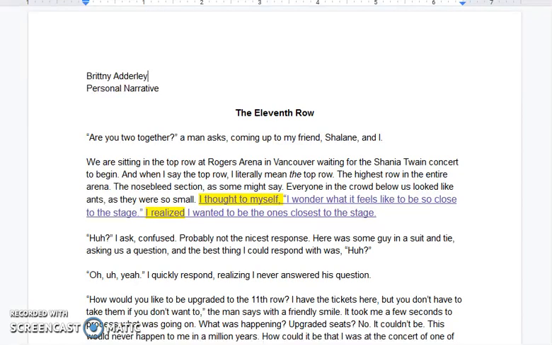Awkward. So this is called a personal narrative. So remember, a narrative is a story. It could be a personal narrative, which means it's about yourself. It could be a narrative story that's about some other characters, right? It's going to be up to you as the writer to determine what kind of narrative you're going to write. So this one is a personal narrative.